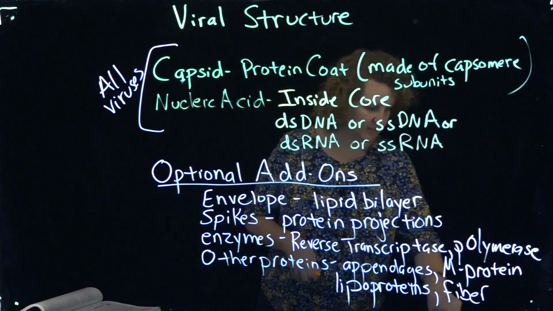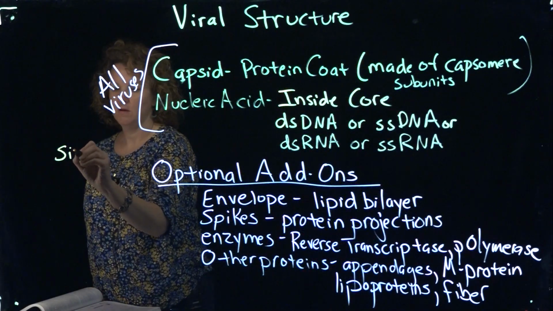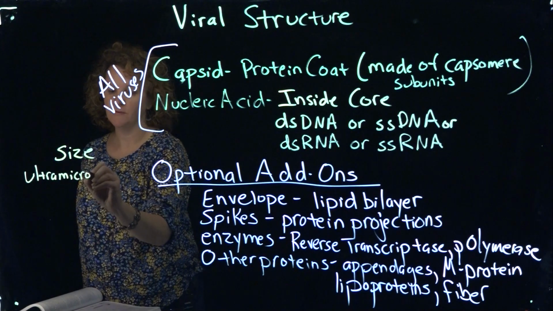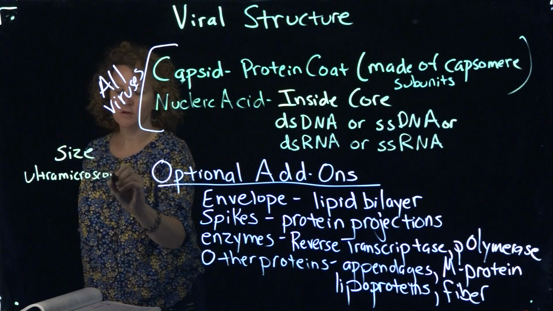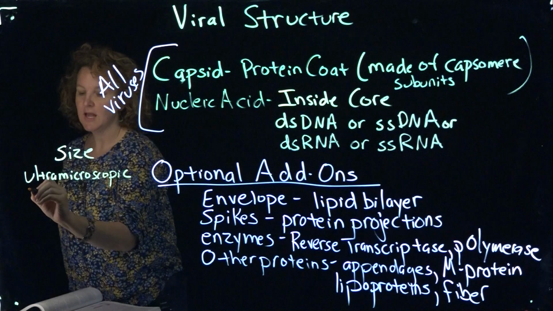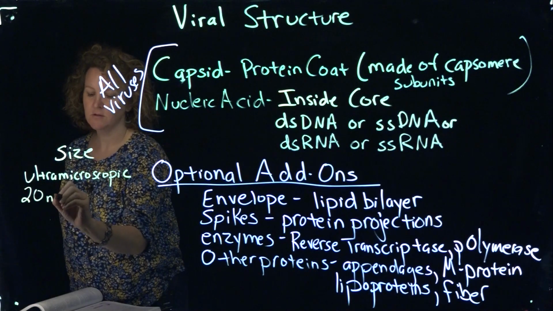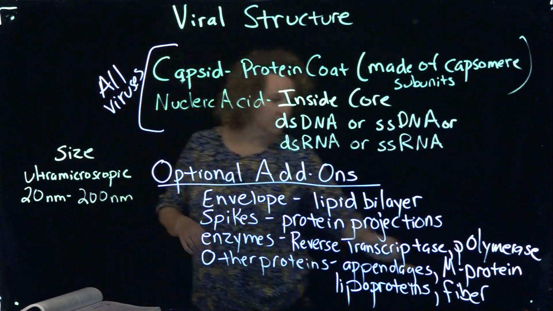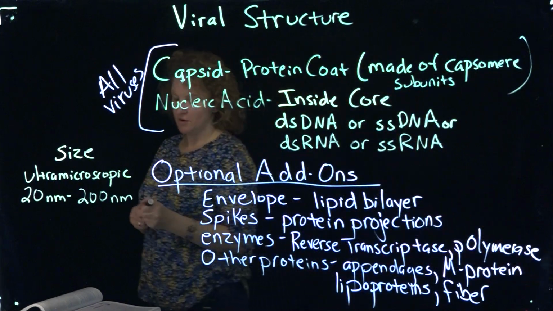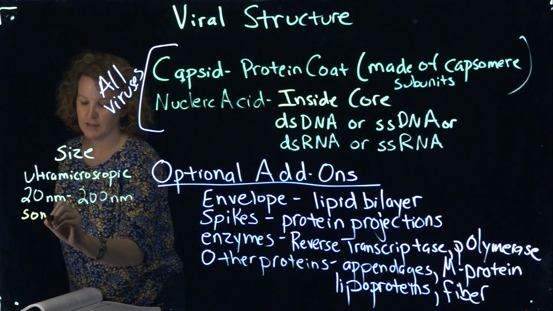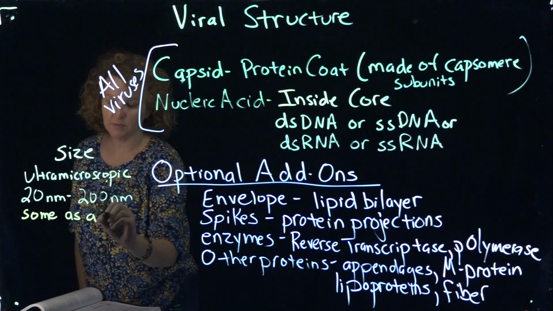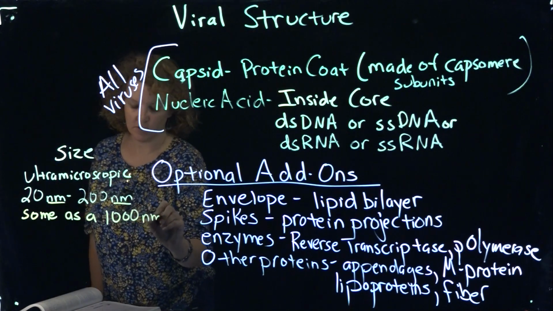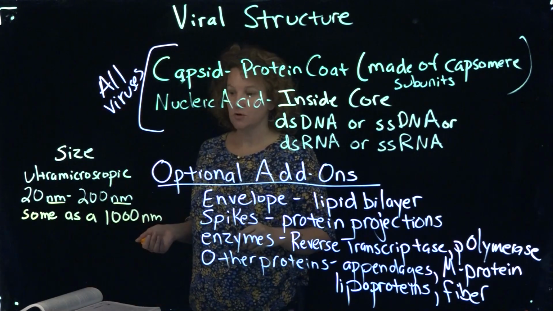The size of viruses: they're what's called ultramicroscopic, meaning that you can't see most viruses under a typical light microscope. So they're in the nanometer range, somewhere around 20 to about 200 nanometers. There are exceptions to that because this is biology, so we always have exceptions. There are some as large as 1,000. But we're still in that nanometer range, so keep that in mind. So you would always need an electron microscope to view these.